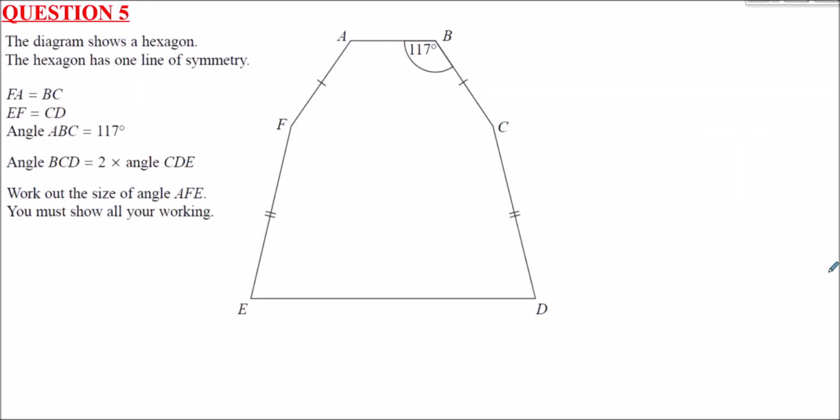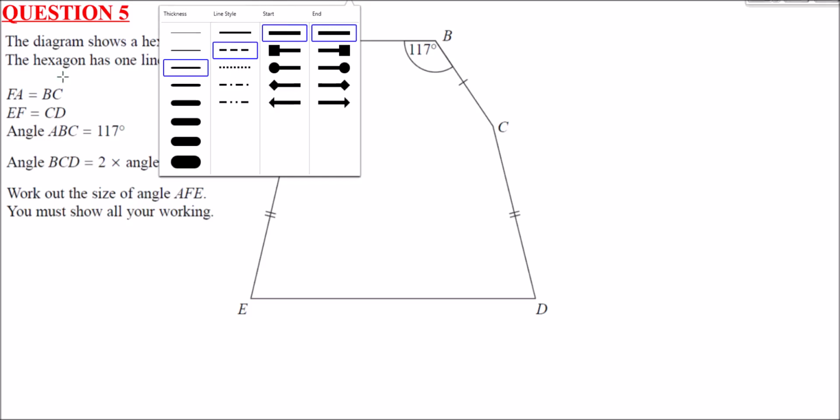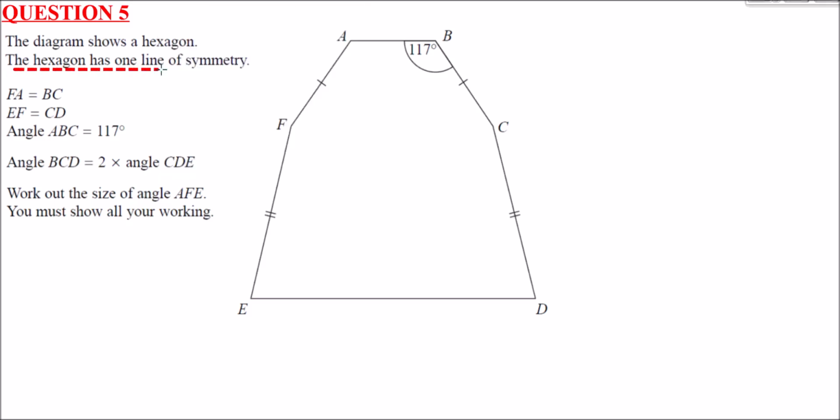Question 5, we have an angles question. So we have a hexagon, not a regular hexagon, but it does have 6 sides. This hexagon's got 1 line of symmetry, so what I'm going to suggest here is that we add this in just so we can sort of picture what's going on. So what I'm going to do here is just add this going down the middle, like so.